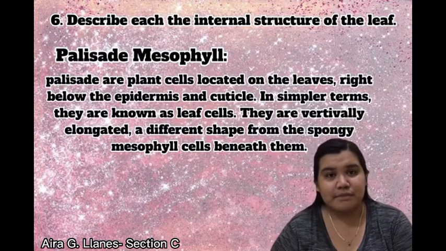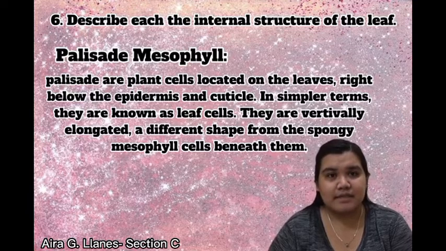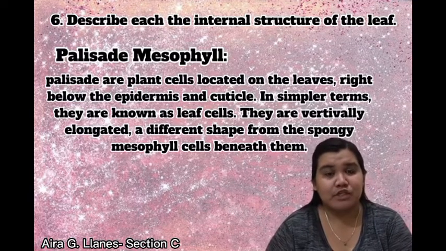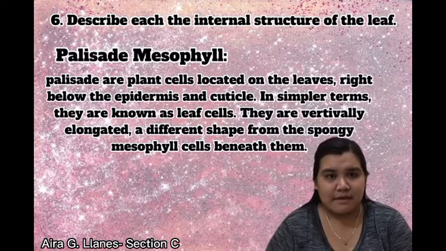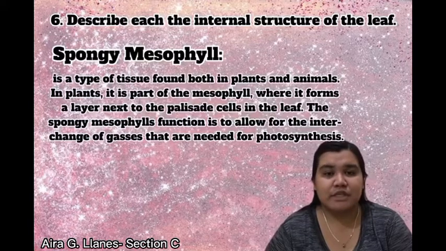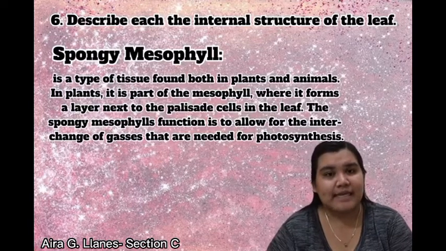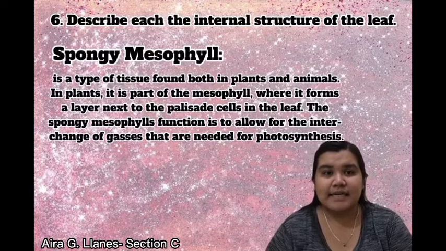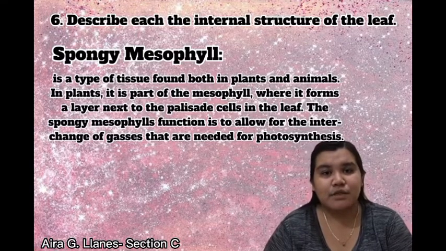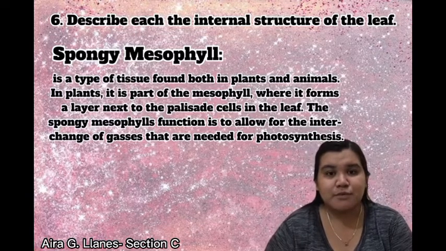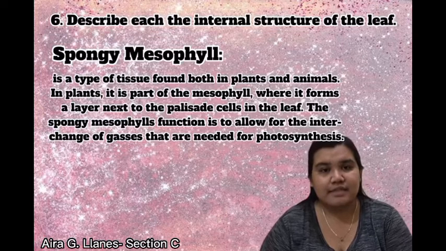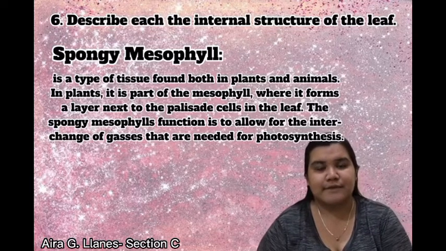In simpler terms, they are known as leaf cells. They are vertically elongated, a different shape from the spongy mesophyll cells beneath them. Spongy mesophyll is a type of tissue found both in plants and animals. In plants, it is part of the mesophyll where it forms a layer next to the palisade cells in the leaf. The spongy mesophyll's function is to allow for the interchange of gases that are needed for photosynthesis.